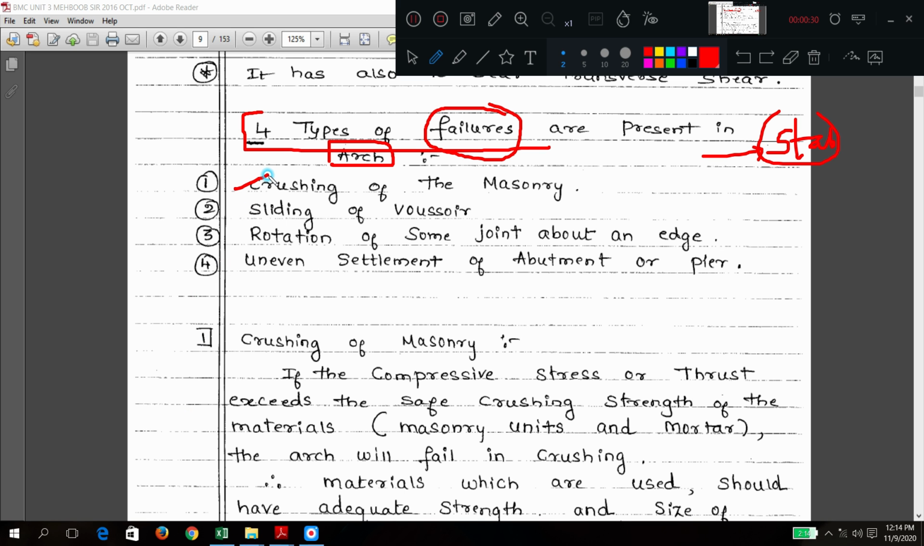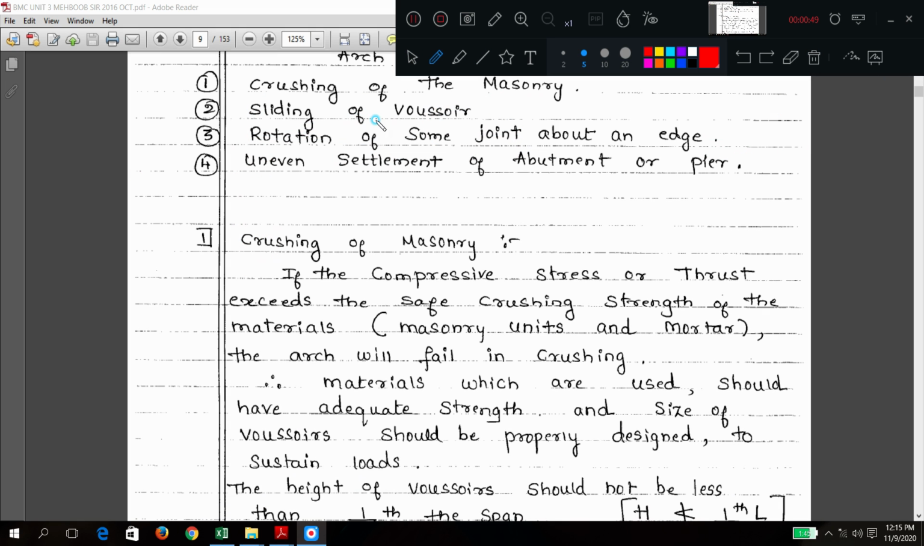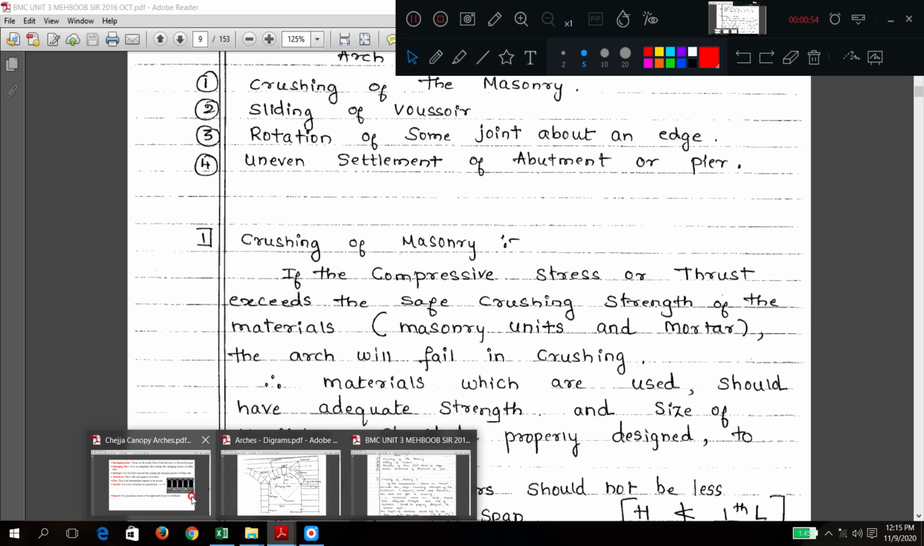First is crushing of the masonry, sliding of the visor, rotation of some joint, uneven settlement. Try to understand this one. Crushing of the masonry. What is happening here? If some load is coming on the top, can you see this diagram? Let me go to this point, like this.